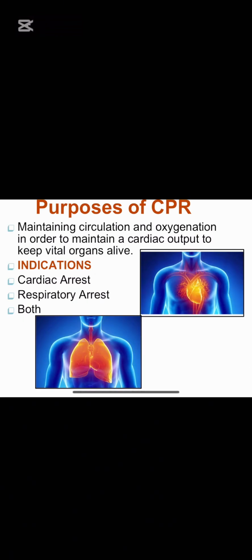So, what is the purpose of CPR? Why do we do CPR? We do CPR to maintain circulation and oxygenation, and this will help to keep the vital organs alive. So, what are the indications for CPR? Please don't forget there are three indications: cardiac arrest, respiratory arrest, or both. Cardiac arrest is commonly seen in adults, respiratory arrest is commoner in pediatrics, and both can also be seen.